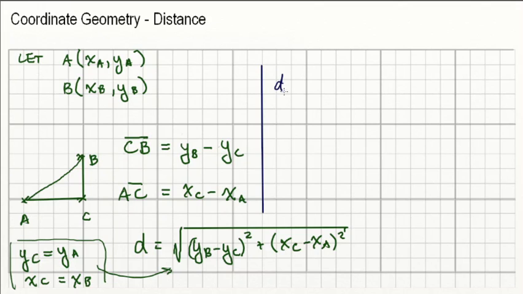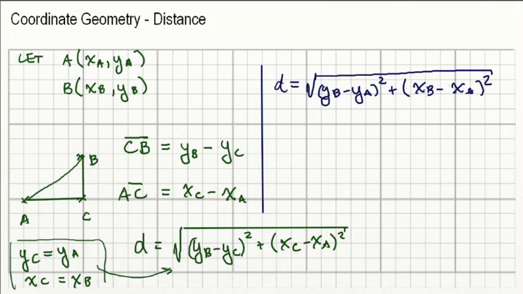So if we keep doing that, we should find D, and now YC is YA. So that's YB minus YA squared plus XC minus XA. XC is the same thing as XB, and XA squared. And this is the simplest version of that formula. And if you notice, it's very, very simple.